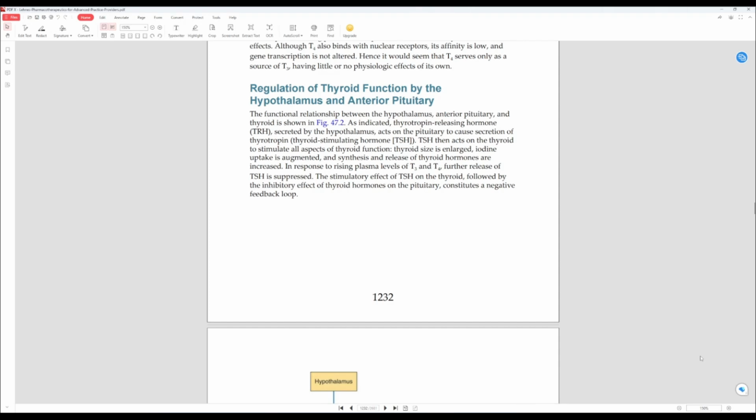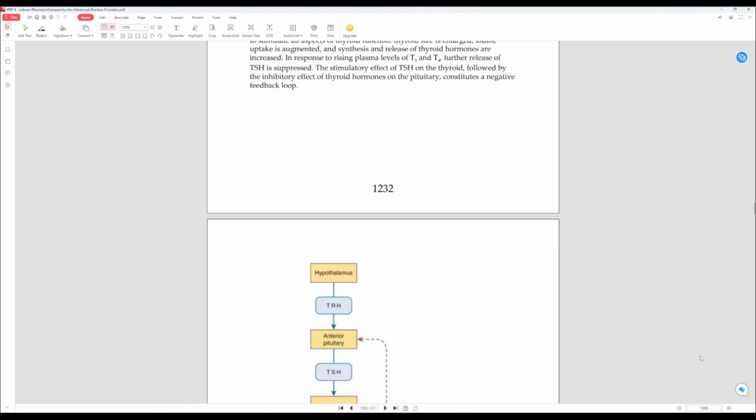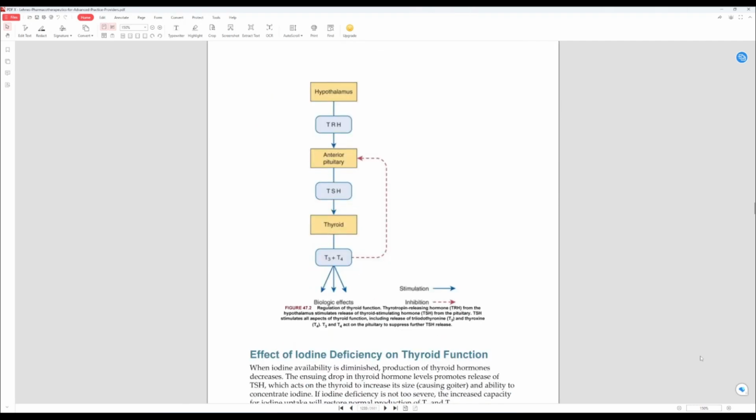TSH then acts on the thyroid to stimulate all aspects of thyroid function. Thyroid size is enlarged, iodine uptake is augmented, and synthesis and release of thyroid hormones are increased. In response to rising plasma levels of T3 and T4, further release of TSH is suppressed. The stimulatory effect of TSH on the thyroid, followed by the inhibitory effect of thyroid hormone on the pituitary, constitutes a negative feedback loop. So here is a picture of the regulation of the thyroid hormone. Another good spot to hit pause just to take a look and review.